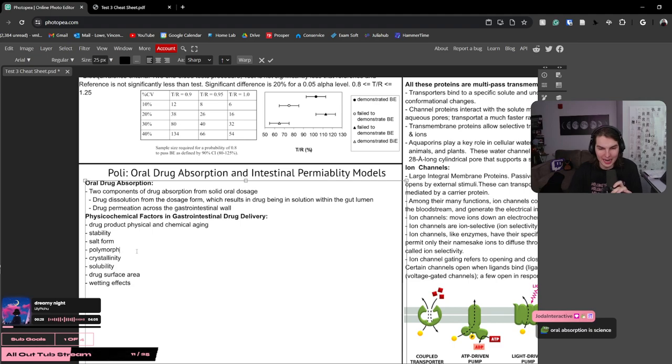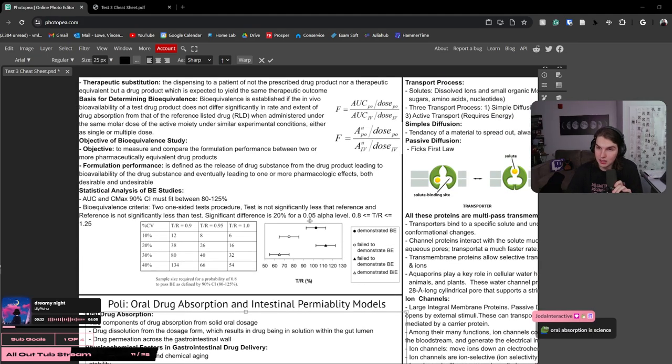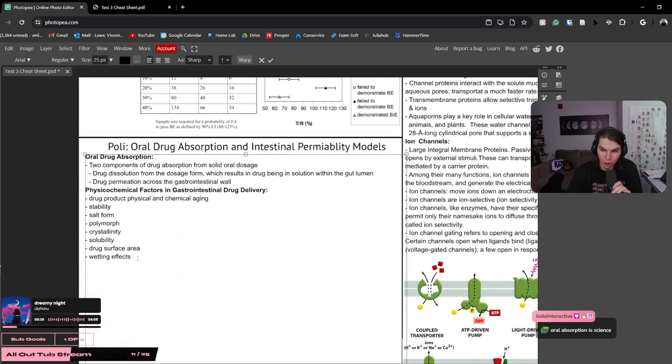Oral absorption is science. It is. I mean, look, specifically going back to the bioavailability discussion earlier, bioavailability is a really big factor of oral absorption. And I know you're making a pun here, but it actually is a huge factor of drug delivery and absorption.